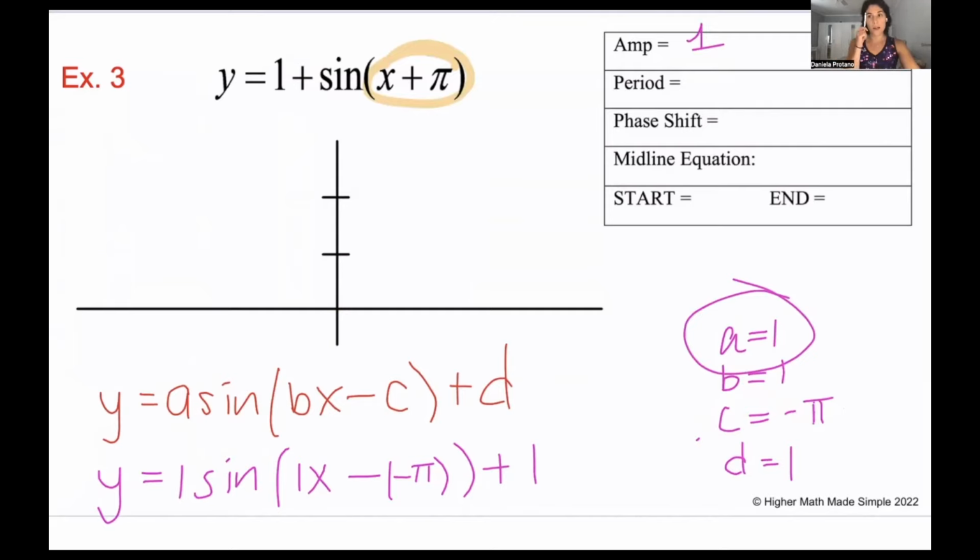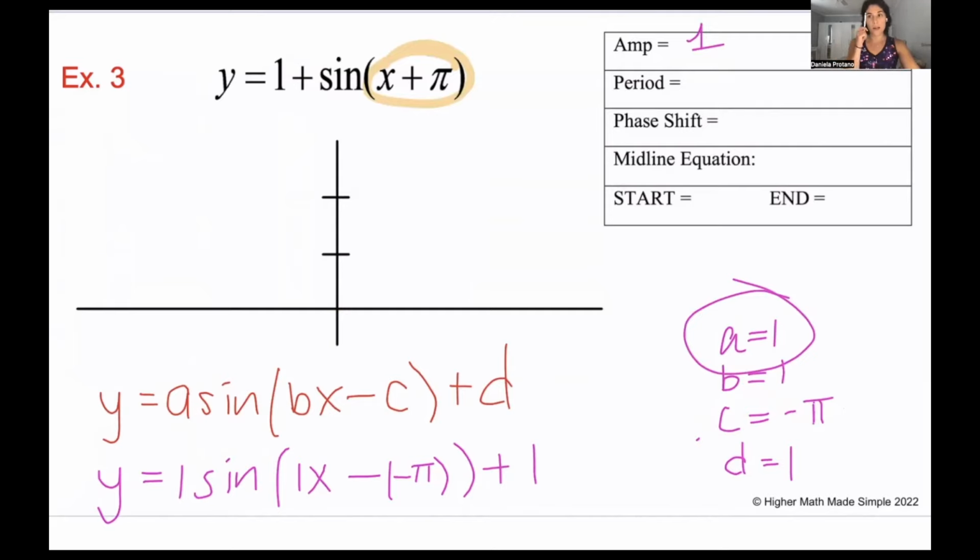And then last but not least, the end value is always going to be the phase shift plus the period. So that's negative pi plus the period. So negative pi plus 2 pi will give us pi. So it starts at negative pi and it ends at pi. So it does work out, right? The period just means it completes one full cycle in 2 pi radians.